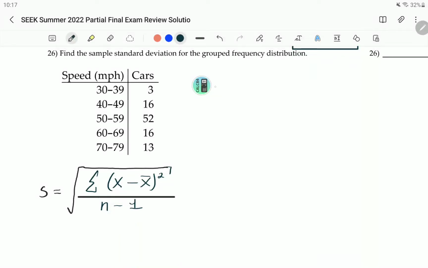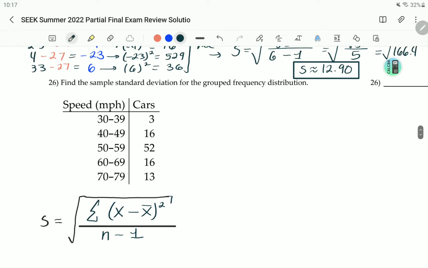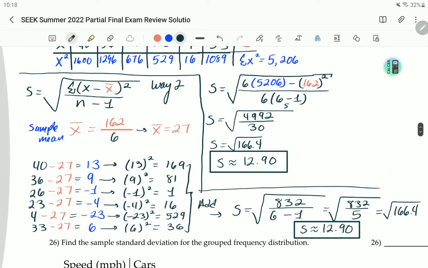Number 26. Find the sample standard deviation for the grouped frequency distribution. This is the same grouped frequency distribution from question number 24. And if you notice, the standard deviation formula that I'm using is the one that I did in way number 2. Now, I can use way 1, I can use way 2, it's my preference. But for this one, I'm going to choose to use way number 2 because it's a little easier.